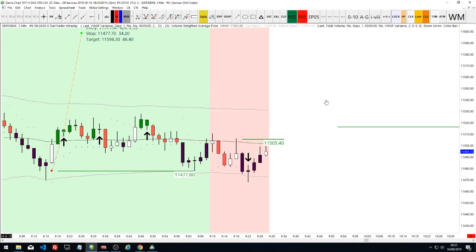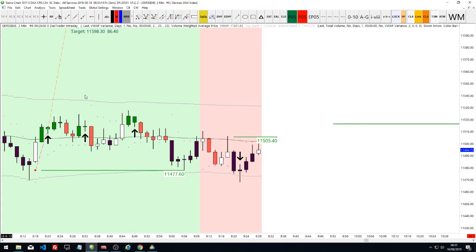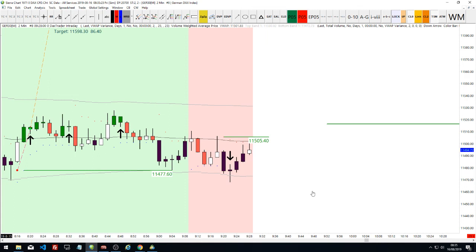The second one was a short. Notice how we've changed from a green background to a red background. So that suggests look for short trades now. So you don't take short trades when it's green. You don't take long trades when it's red. I mean, you can, but I don't. And so you're looking for shorts.